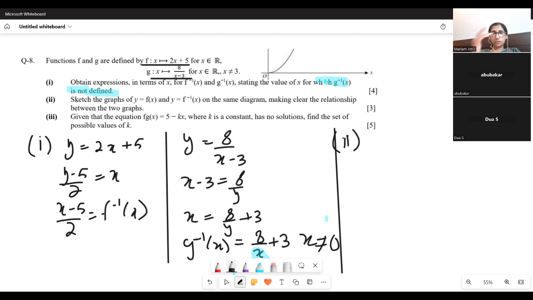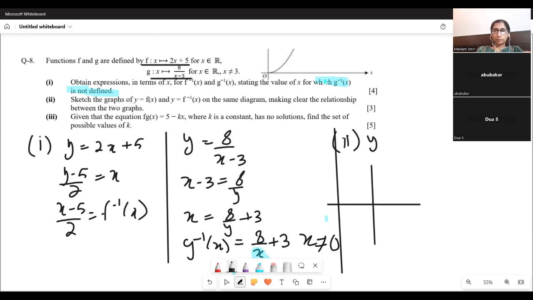Sketch the graph for g(x), f(x), and f inverse of x. Okay, so f(x) is 2x plus 5. So the y-intercept is 5. The x-intercept is what? Make y 0. When y is 0, x will be minus 5 by 2. That's correct. So 5 is roughly here. Minus 5 by 2 would be here.